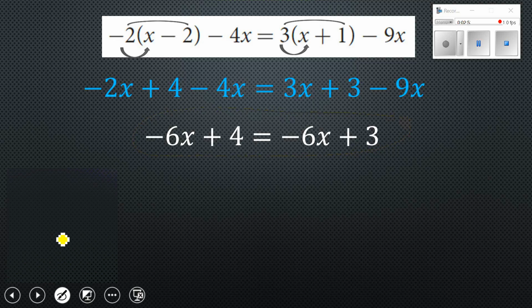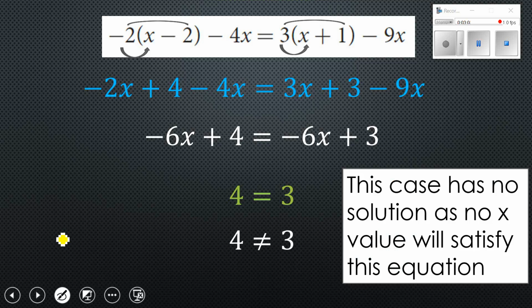So let's see what happens. If we were to add 6x to both sides, we would get 4 equals 3. And we know 4 does not equal 3. So in this case, it does not matter how we rearrange things. We will always come down to something not equal to itself. And in this case, we say we have no solution, as no matter what x I plug into this equation, I will never get something equal to itself.